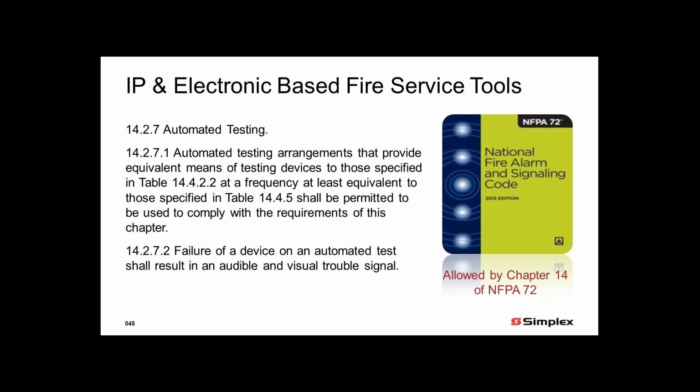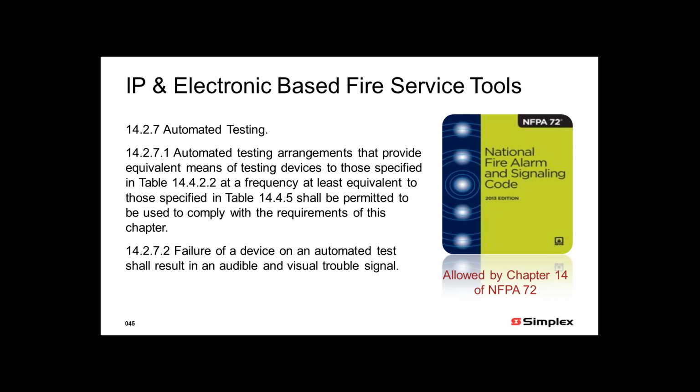So in chapter 14, section 14.2.7, we have automated testing. We say that automated testing can provide equivalent means of testing devices to those specified in the table. If you can come up with a test that does the same functionality as somebody going to the device and testing it, we'll accept that. Then we continue, at a frequency at least equivalent to those specified in table 14.4.5. If the device needs to be tested monthly, your automated testing needs to do it at least monthly as well, and perform just as though somebody physically tested the functionality of the device.